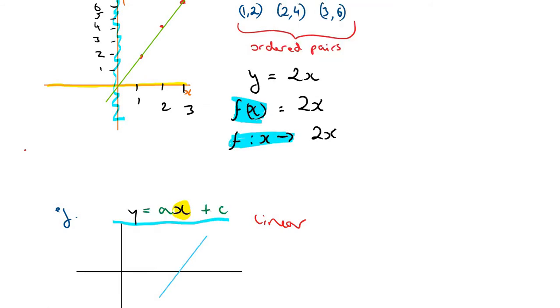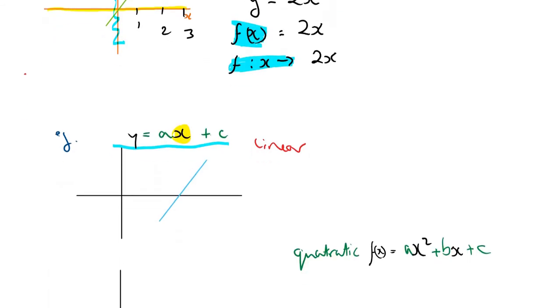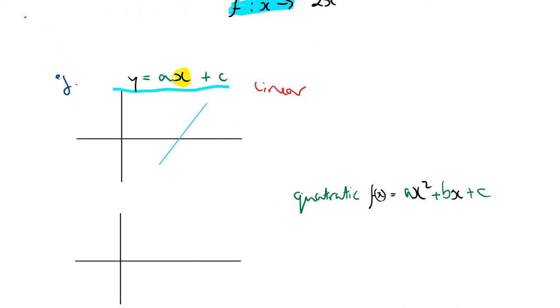And that's called a linear function. The next one we'll look at is a quadratic function. The only difference now in a quadratic function is that y, or f of x I've called it now, is equal to some number a times x squared, plus another number b times x plus another number c. That's called a quadratic function.